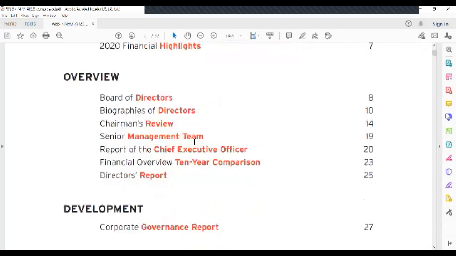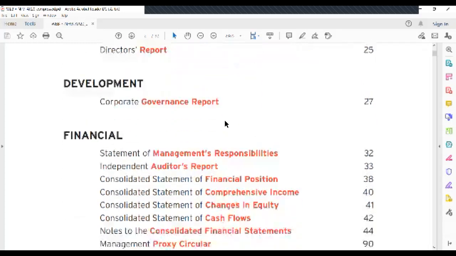The overview now is going to tell us who are the persons that are managing this company, right? So you're going to get the board of directors, some biographies of the directors, chairman's review, senior management review, reports of chief executives, financial overview. They have a 10-year comparison, good, and directors' report. Now these reports you will deal with more when you do analysis of financial statements. Corporate governance report, but it's important for you to know what is included in these annual reports, right? So you get some information about the corporate governance of this company.